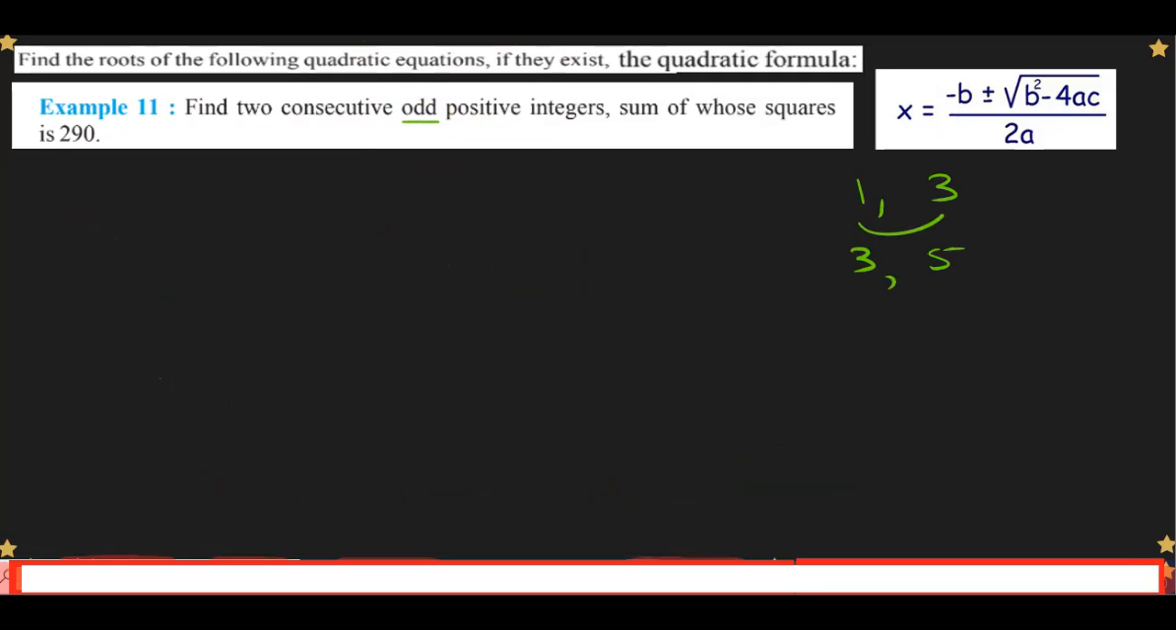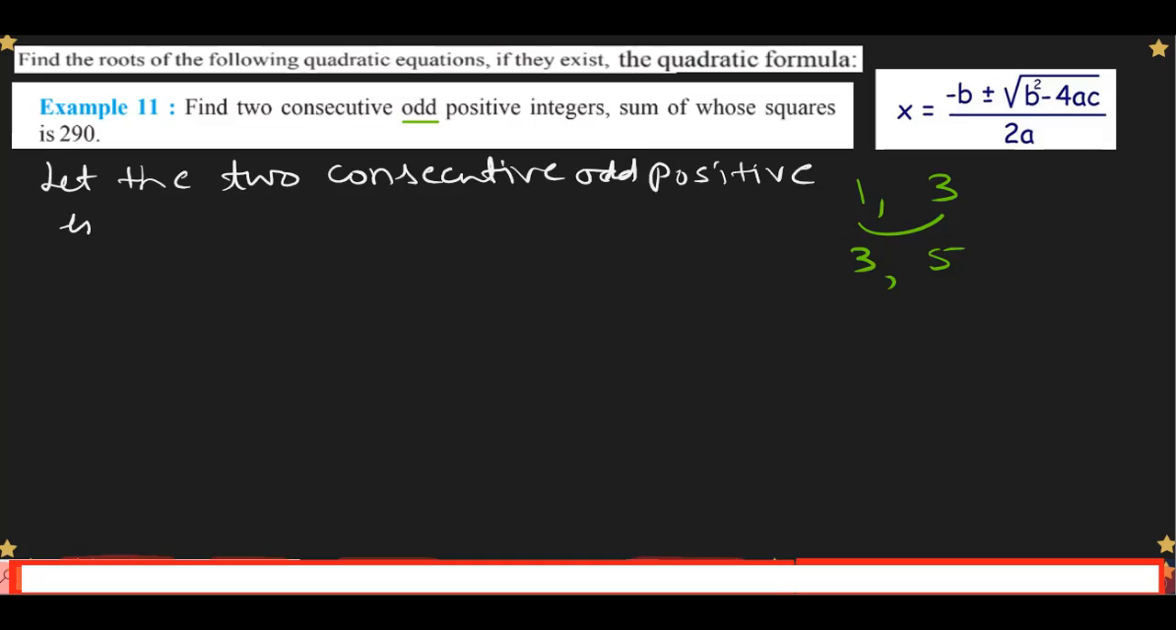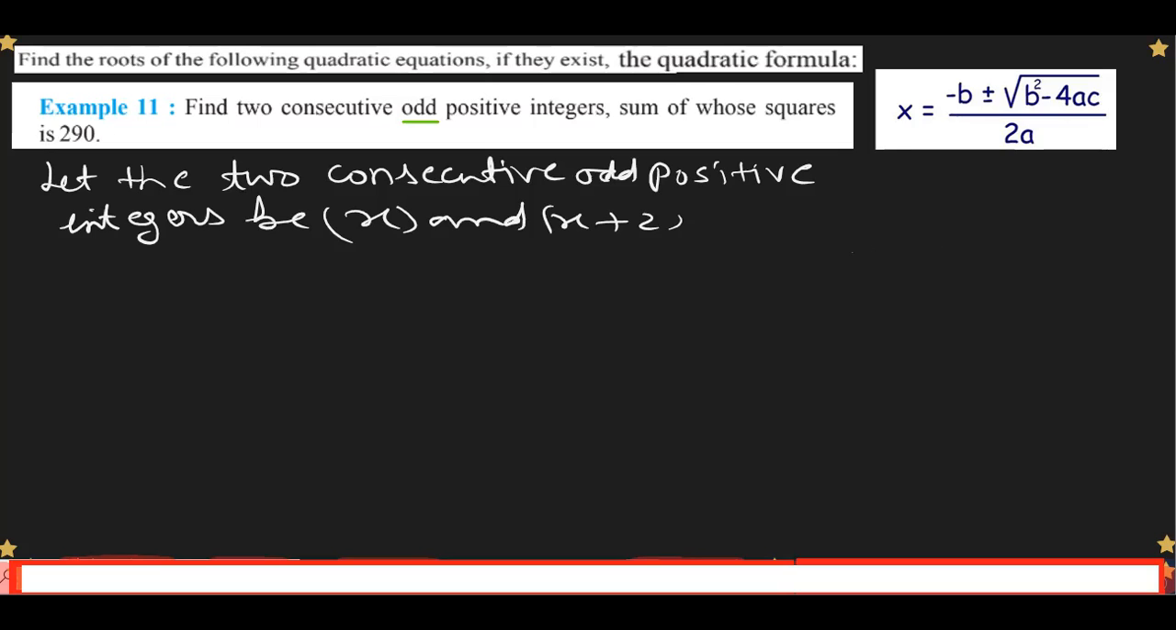So we can write here let that 2 consecutive odd positive integers be x and x plus 2. Keep in mind the difference is odd के बीच में जो difference 2 होता है और even number के बीच में भी difference 2 होता है. Now what is given?